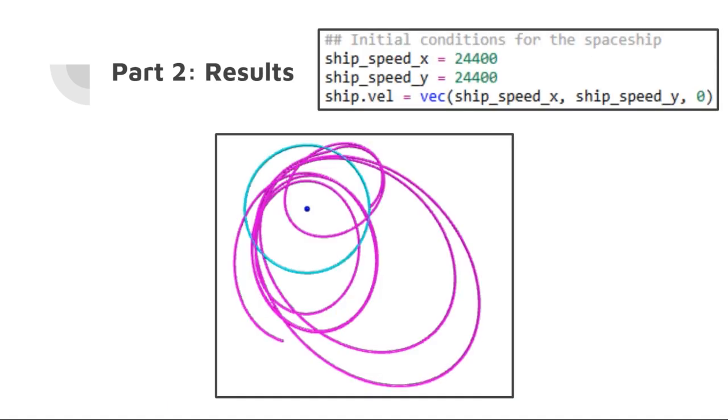These were the results we found for a trial run that did not crash into either the planet or the moon. You can see at the bottom the path of the starship and the moon, with the path of the moon in cyan and the path of the starship in purple, with the planet at the origin in blue. The initial conditions that we found are at the top right.